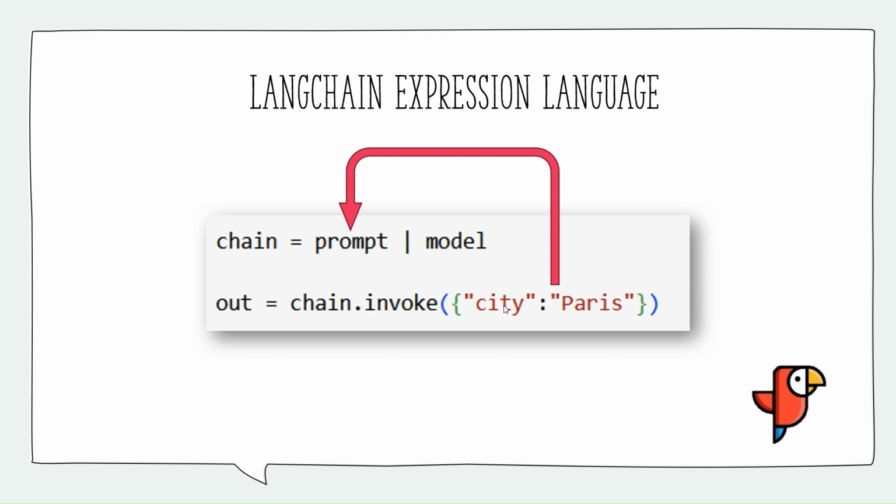Specifically, your input query is fed to the leftmost component in your chain. In this example, the input query is first fed to the prompt template to create the prompt. The prompt is then passed to the second component of the chain, which is our model in this example. So the flow in a chain is from left to right.